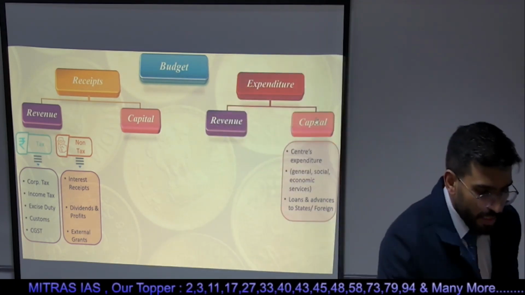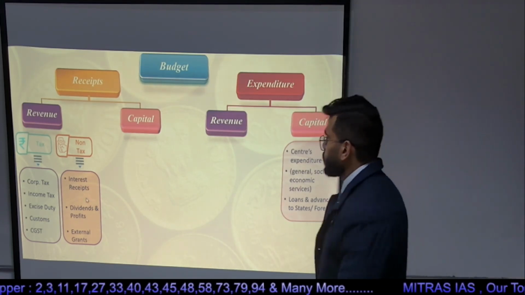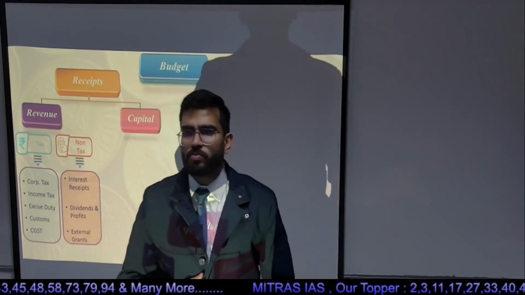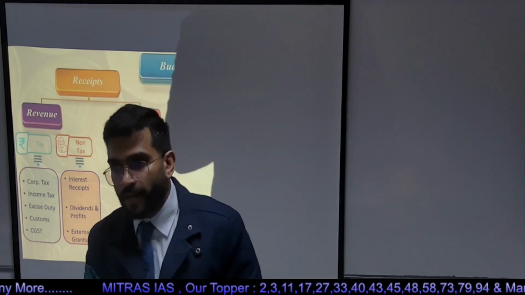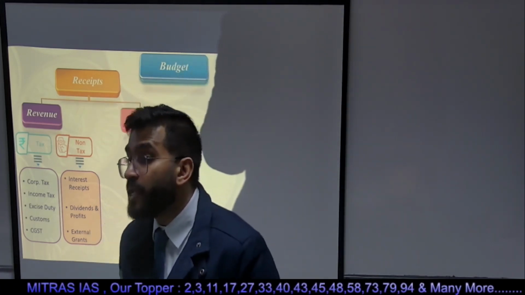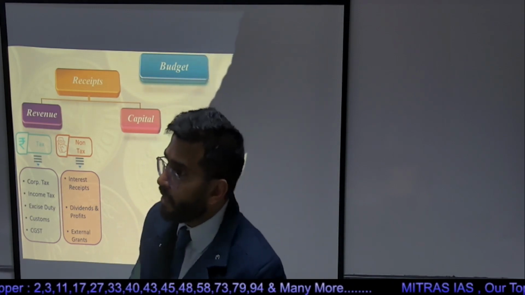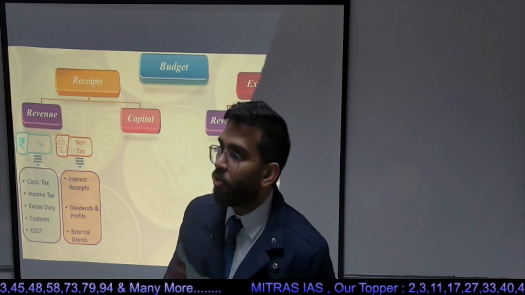Now, let's see dividends and profits. Why is dividend and profit an income source? Because it's a variable income source, and this is a matter of huge debate, especially with respect to RBI's dividend. And there was a committee that you should be aware of, the Bimal Jalan committee, which used to talk about how much.